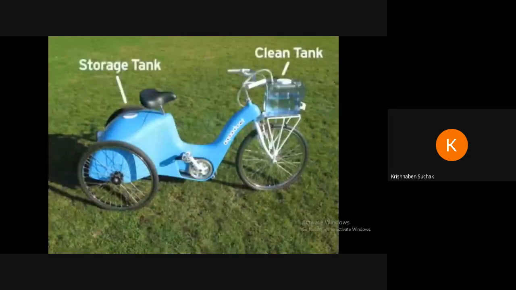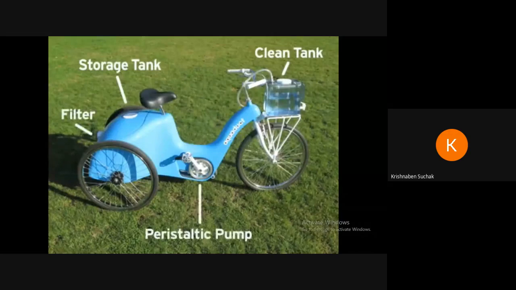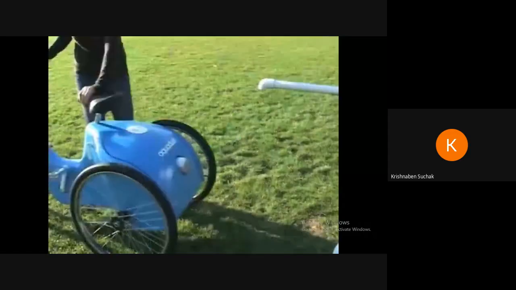The aqueduct is composed of 2 tanks, a filter, a belt drive, a peristaltic pump, and a clutch connected to an idler pulley. Once the rider arrives at the water source, she fills the large tank at the back of the vehicle with water.